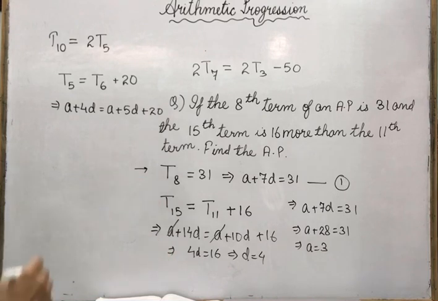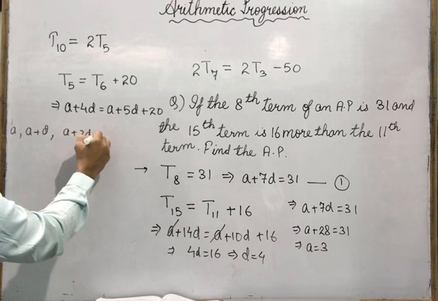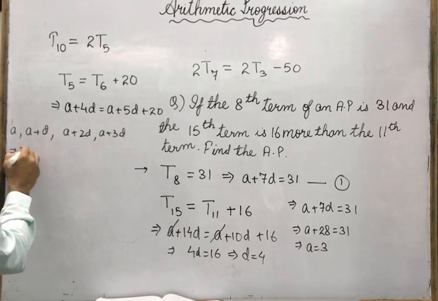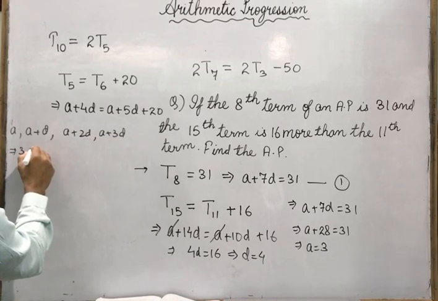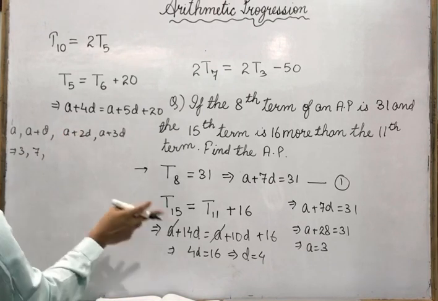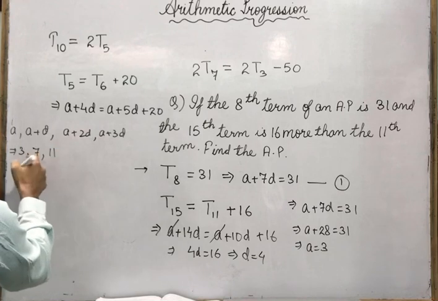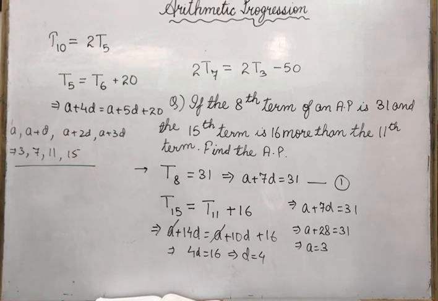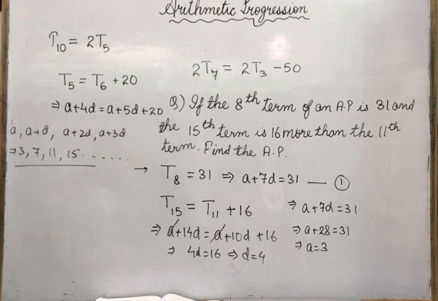You need to find the AP. So the AP is in the form of a, a plus d, a plus 2d, a plus 3d. What is a? 3. 3 plus d? 7. 3 plus 2d means 3 plus 4 into 2, it is 11. You know there is a gap of 4, then 15. So this is the AP. Correct or not? Have you understood it? Anyone facing any problem here?